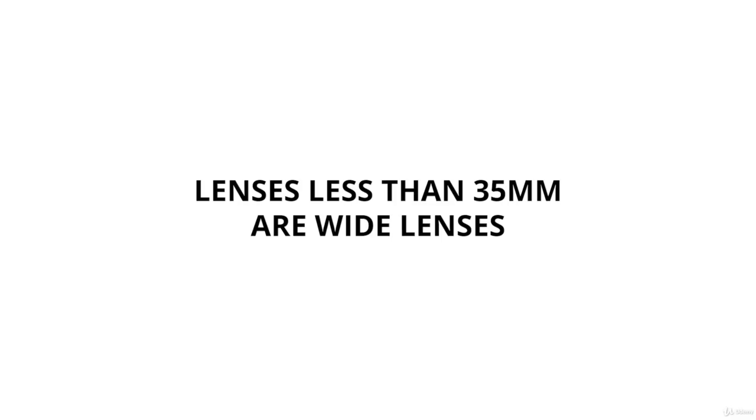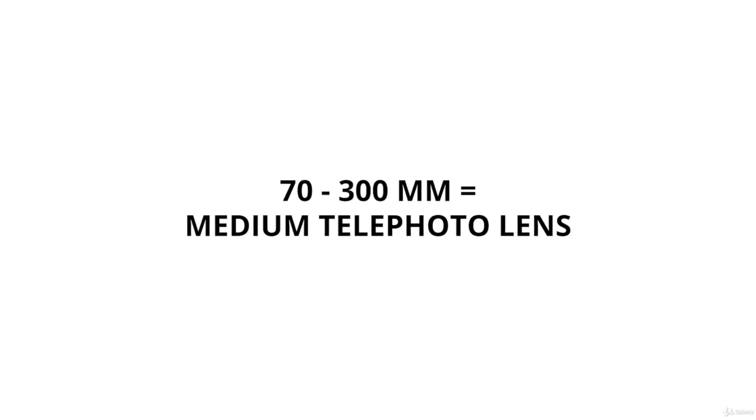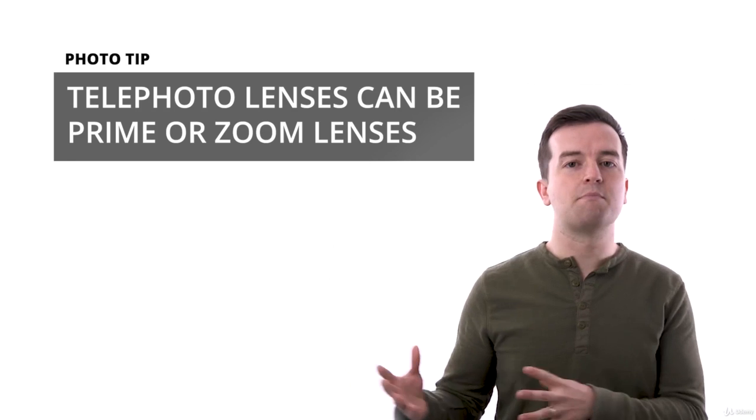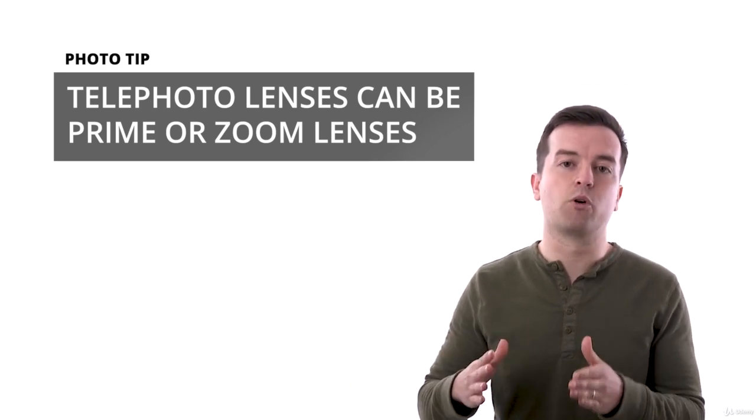In general, lenses that are less than 35 millimeters are considered wide-angle lenses. Anything more than 70 millimeters can be considered telephoto. 70 to 300 millimeters is considered a medium telephoto, and anything over 300 millimeters is called super telephoto. It doesn't matter if it's a prime or zoom lens, these are still considered telephoto lenses.